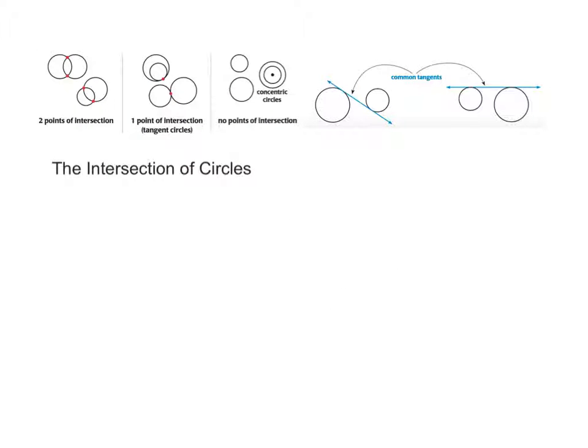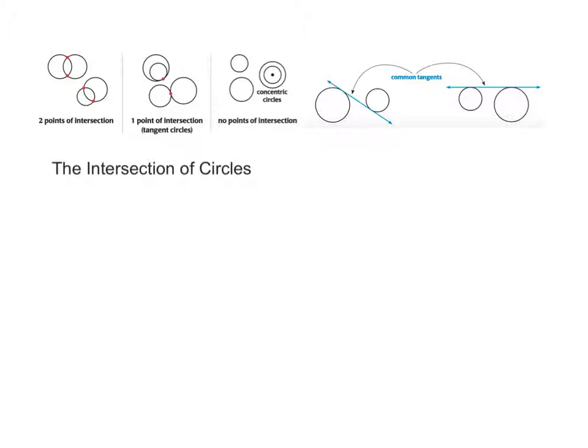Another thing that is discussed in this section is the intersection of circles, or in some cases how the circles don't intersect at all. The first way that they can intersect is where they have 2 points of intersection. So they have 2 points in common, like in this first diagram. Notice that they have 2 points, the red dots, intersecting.